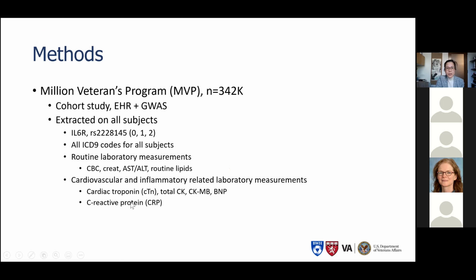We performed this study in the Million Veteran Program, as I mentioned, 340,000 at the time, and extracted this information on all subjects: IL-6, ICD codes. We also wanted to look at routine laboratory measurements, which is one of the advantages of having an EHR: you can look at more than just whether a lab was ordered, you can pull out the lab results. And of particular interest to cardiology is whether or not there's any difference in cardiac troponin or CRP.